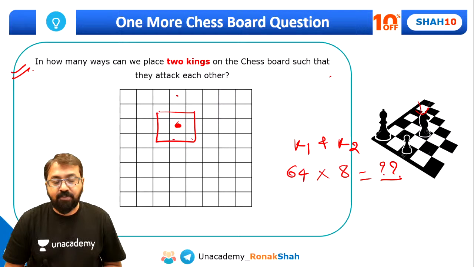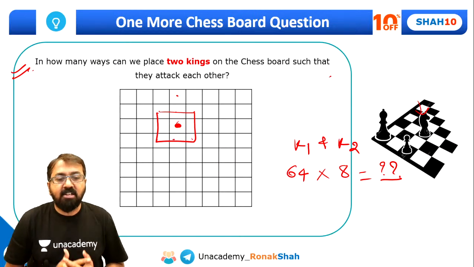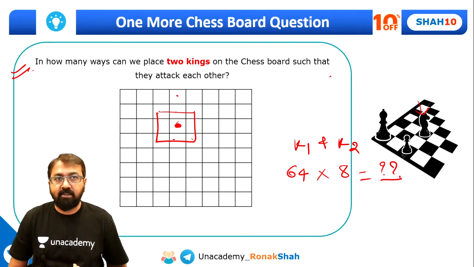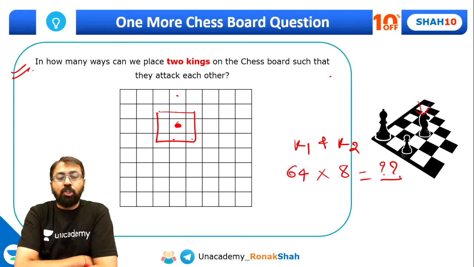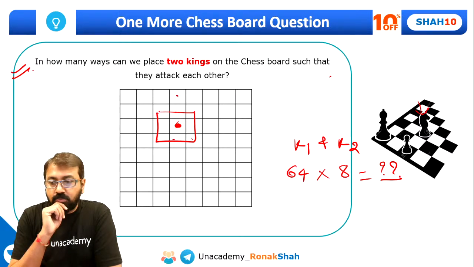Avyav is saying 588. Avyav, isse zyada to ho hi nahi sakta na. The number of ways can't be more than this. 64 into 8. 64 into 8 कितना आएगा? So it will be 512. 512 से ज्यादा तो हो ही नहीं सकते. Right, so what is wrong in this, guys?